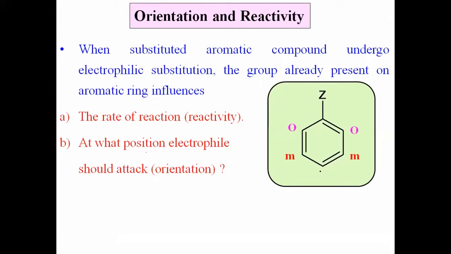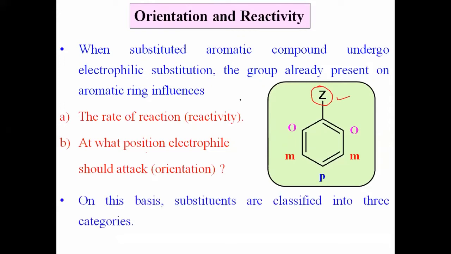Now, what is the question? At what position should the electrophile attack? This depends upon the nature of the group which is already present on the aromatic ring. On that basis, how it causes orientation and how it causes reactivity in the aromatic ring towards electrophilic substitution. On that basis, substituents are classified into three categories. There are three main types.